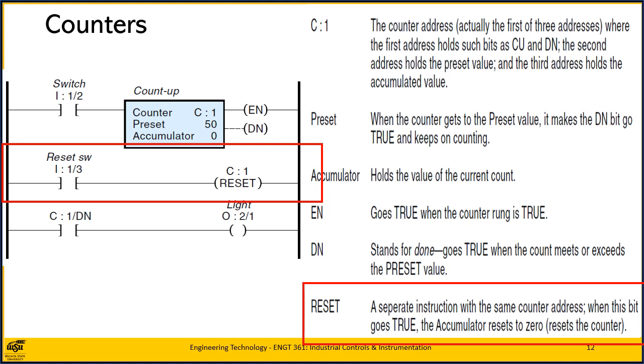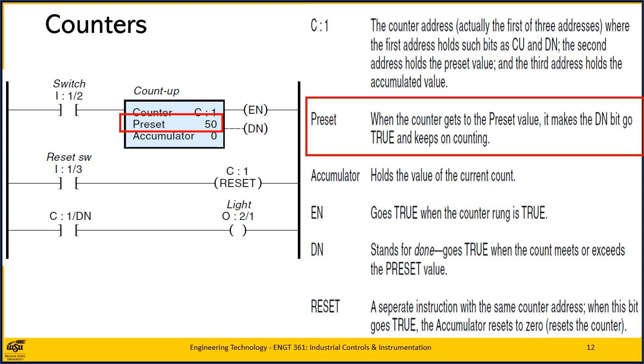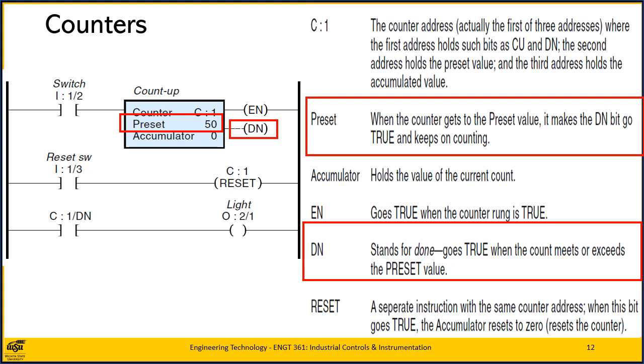The count is retained until a reset instruction with the same address as the counter is enabled. The counter has a preset value associated with it. When the count gets up to the preset value, the output goes true. This allows the program to initiate some action based on a certain count. For example, after 50 items are loaded in a box, a new box is moved into place.